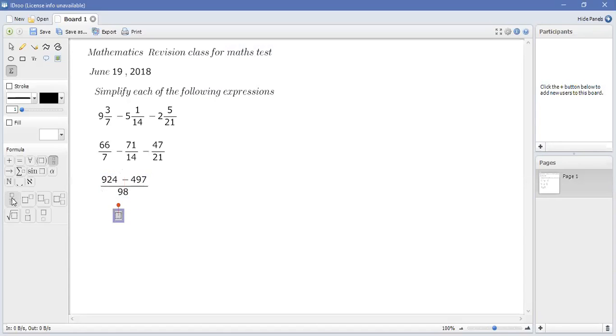So we're going to subtract now the 497 from the 924. How much is that? 427. 427 over 98, right? All right. We could break that down now if you wish, but if you want to go across now, we'll go across. So we'll take the next fraction from that now, and we'll use the same procedure. 21 times the 427, how much is that?